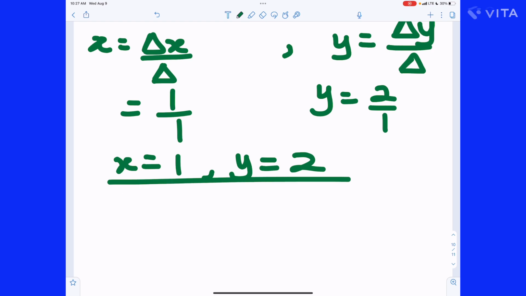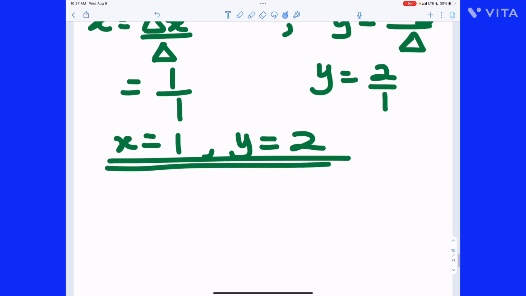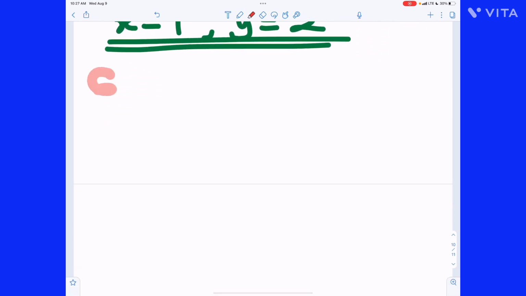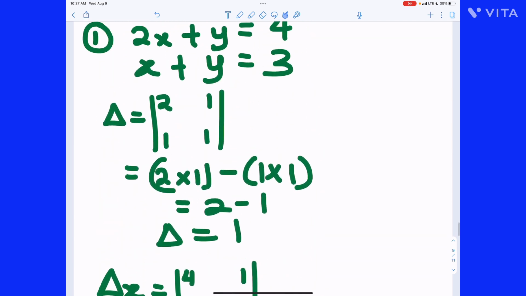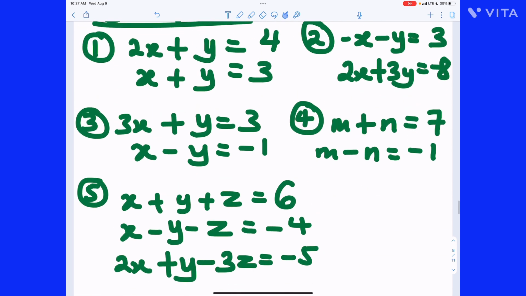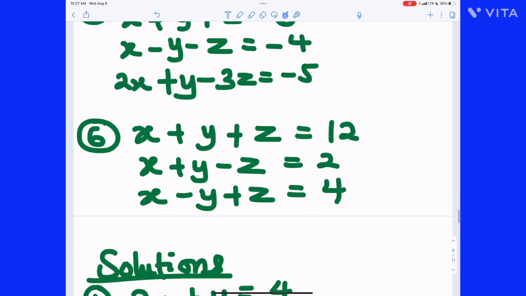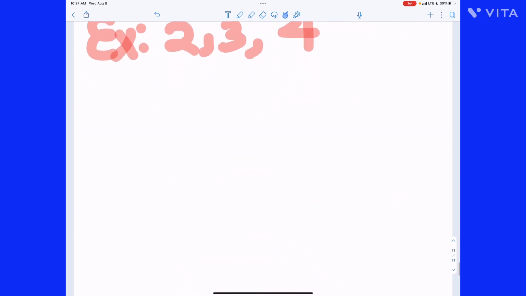So that's how to solve a simultaneous equation using the determinant method. As your exercise now, you answer questions 2, 3, and 4 yourself. Or maybe I should help you with question 2. All right, let me help you with question 2, so that you'll be left with just 3 and 4.